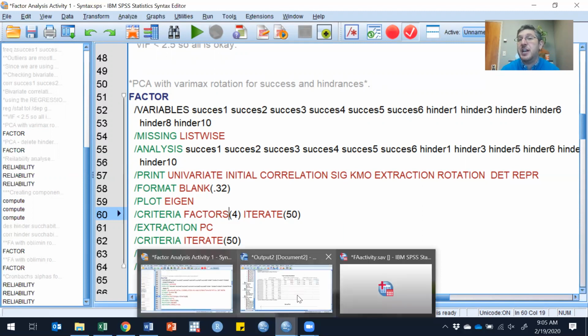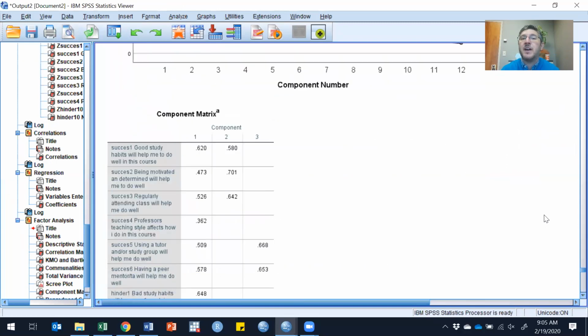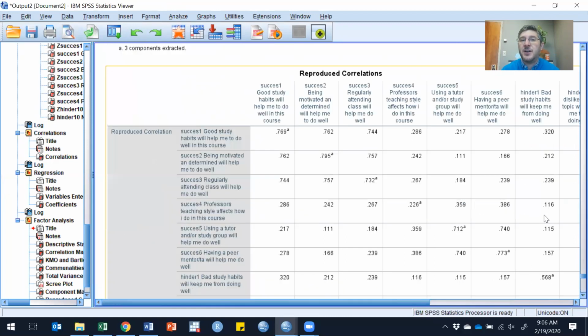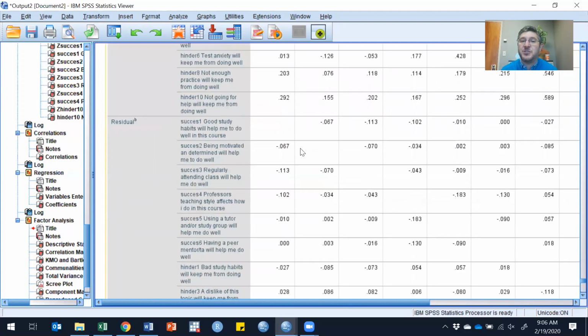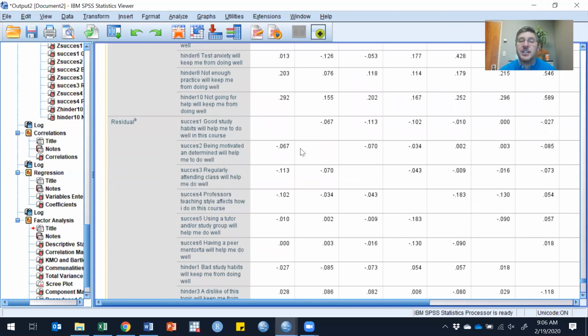So that's how you change those two, the number of factors extracted. Here's the unrotated matrix. We're going to ignore it for now. Here are our reproduced correlations. These are the correlations that are implied by the factor structure that we've extracted here. The residual correlations then is the difference between our observed correlations and the correlations implied by our model.